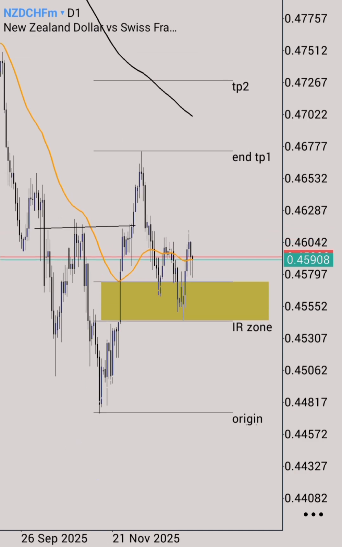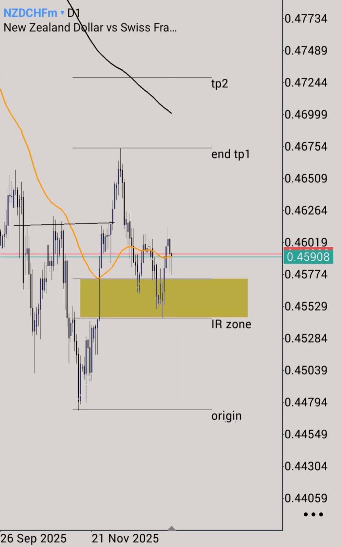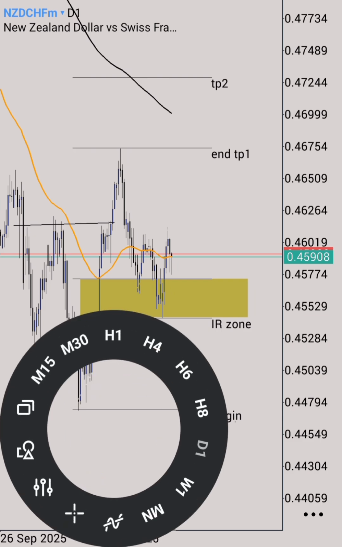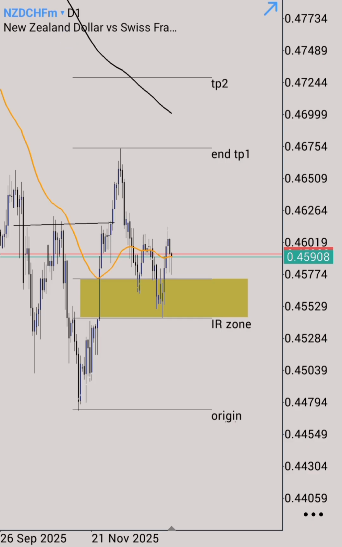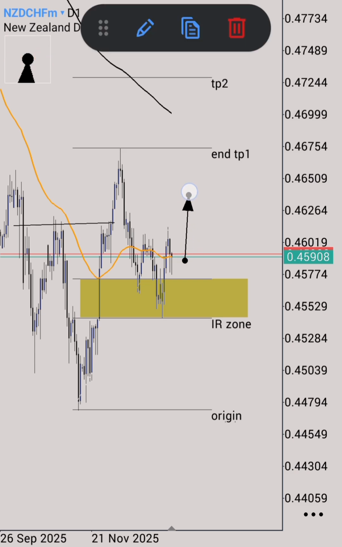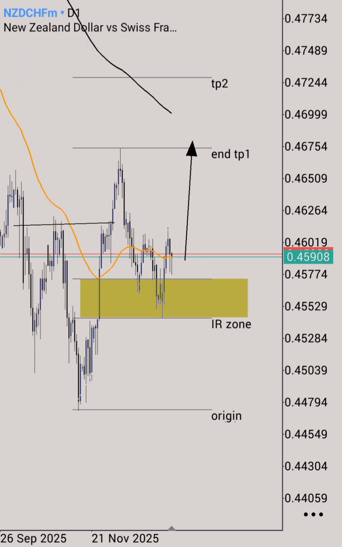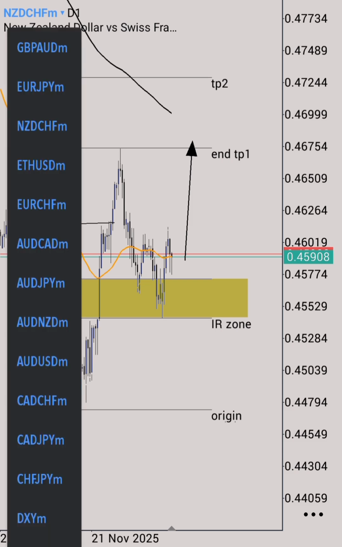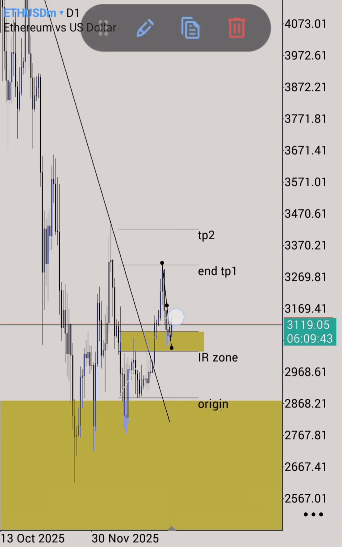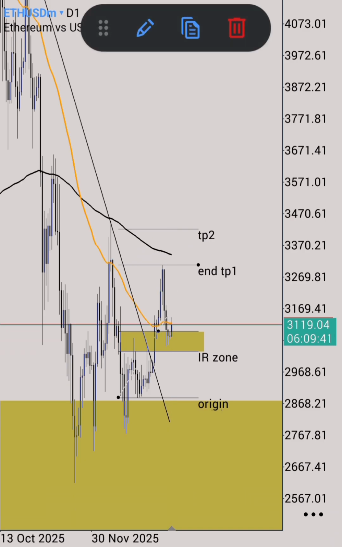Right, so we could clearly see that the market got to the area of interest, gave us a double bottom, and is pushing to the upside. So what I'm anticipating for this very week is the impulsive move to the upside, right? So I'm taking a buy on this particular pair. Then let me end it with Ethereum. I'm anticipating a buy on Ethereum also.